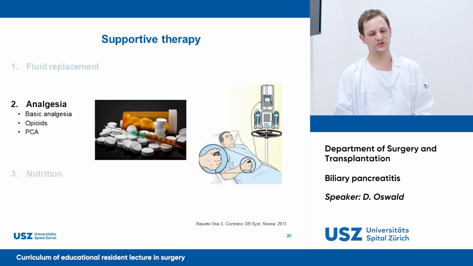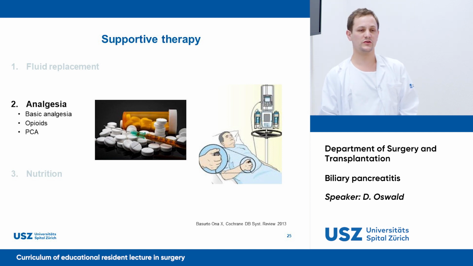The second point is analgesia. Pain is the predominant symptom of acute pancreatitis, and it should be treated promptly. You can start with basic analgesia, but usually you need opioids, and opioids are safe and effective in providing pain control in patients with acute pancreatitis. And usually a PCA, patient-controlled analgesia, is a good way to help the patient.